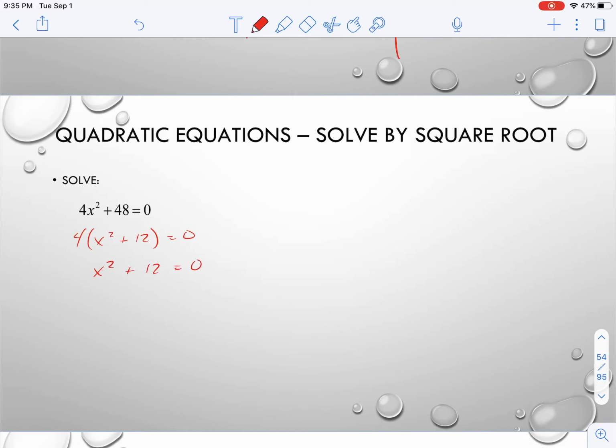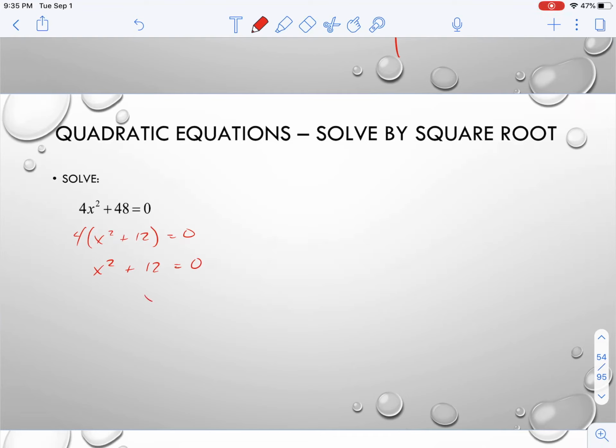So let's solve by taking square roots. The 12 is not a perfect square, so it's not going to factor as a difference of squares. And in fact, it's a sum. All right, so that's going to present a different problem. Let's see what that is when we go and solve. So when I subtract the 12 over, I have x squared equals negative 12.